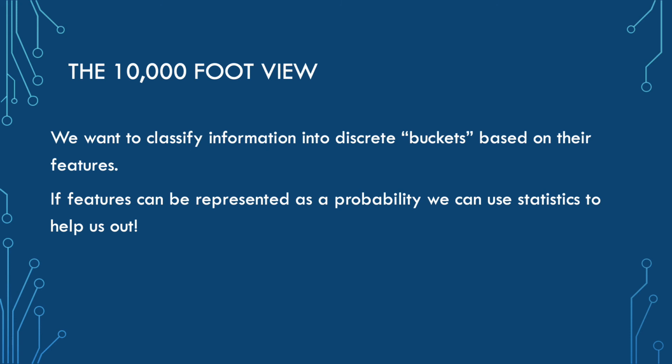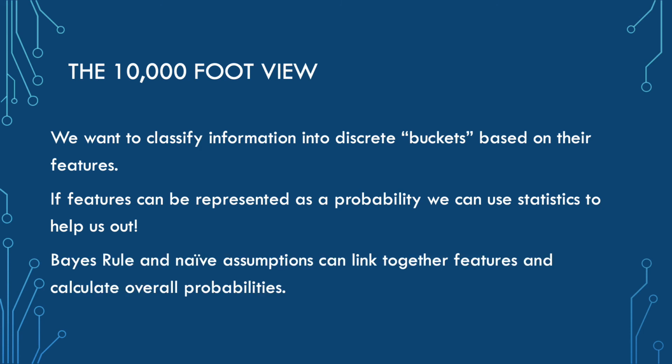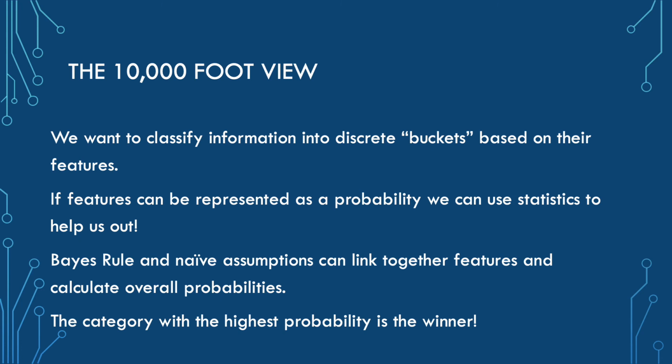If these features can be represented as probabilities, we can use statistics to help us out. We can use Bayes' rule and naive assumptions to link these features and probabilities together and calculate an overall probability that a piece of information lies within a particular group. We then say the category with the highest probability is the winner, and that is the label we will assign.